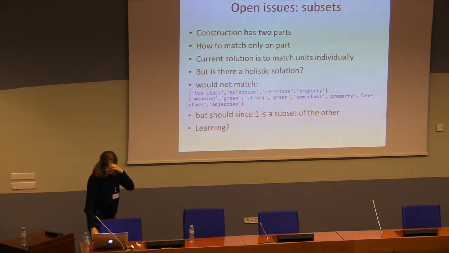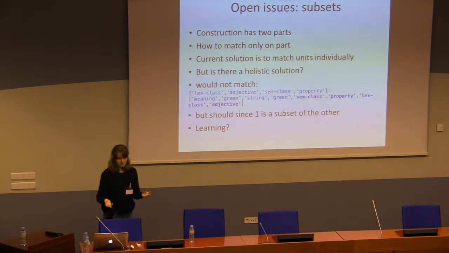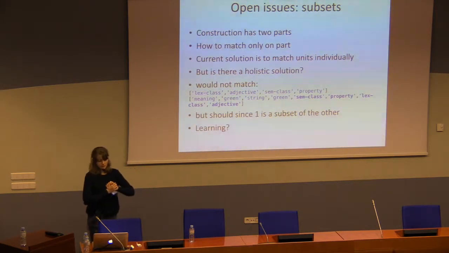But also, there are some ways that we think we might be able to look at this, because we could probably learn it. We could learn to see if the system can spot the difference between whether one is a subset of another. And actually, we're making a bit of progress there already.